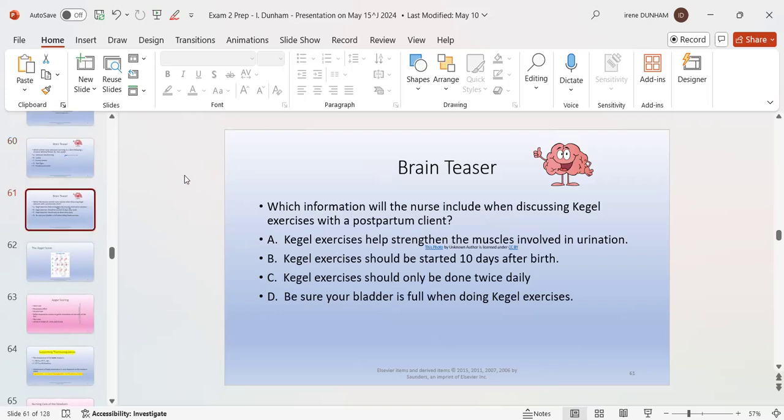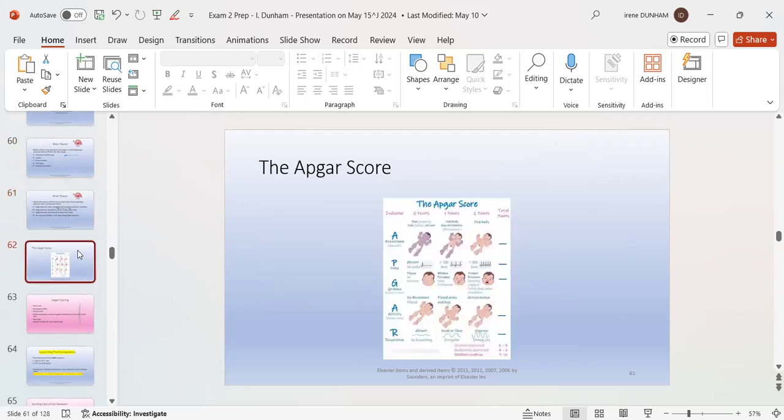Okay, so how about this? They always like to put a Kegels exercise on the test. Which information will the nurse include when discussing Kegels exercises with a postpartum client? A. Yeah, good. Okay, you got it. You guys are good. All righty.